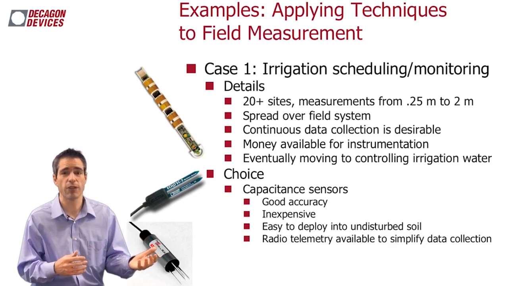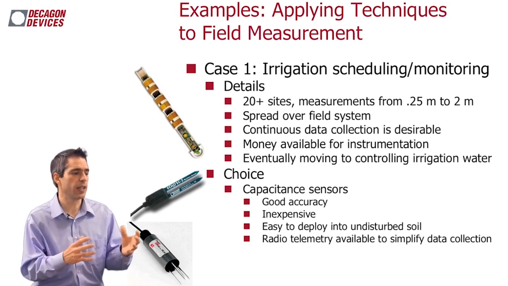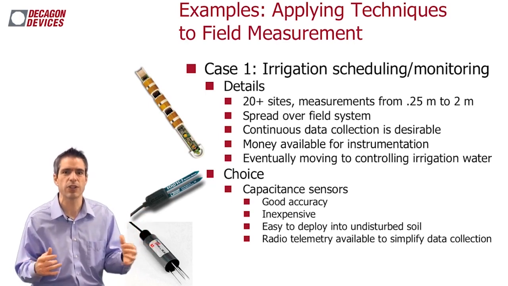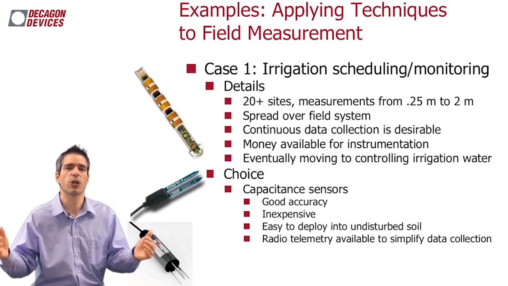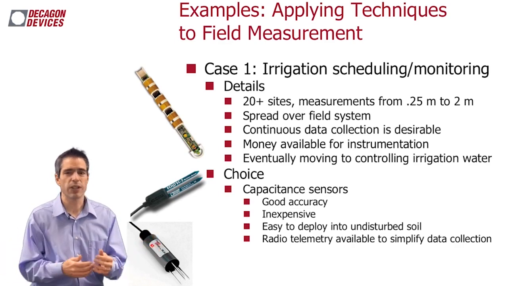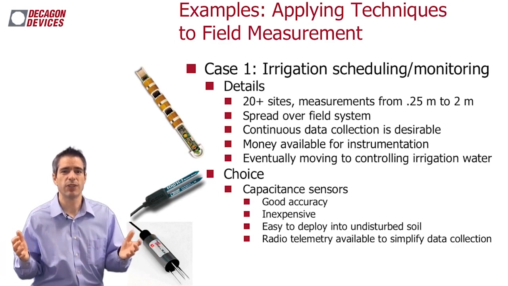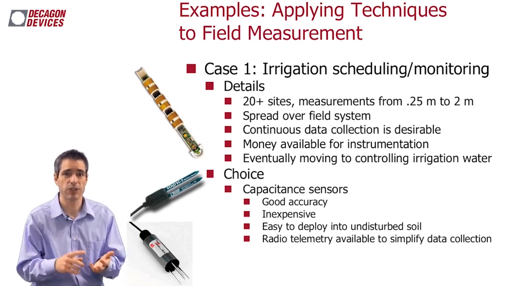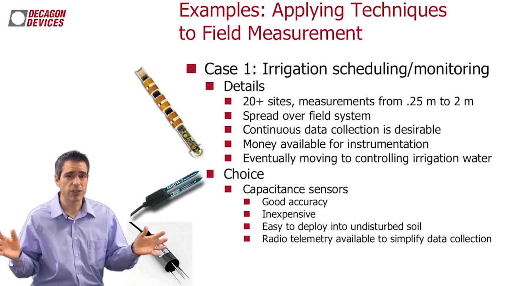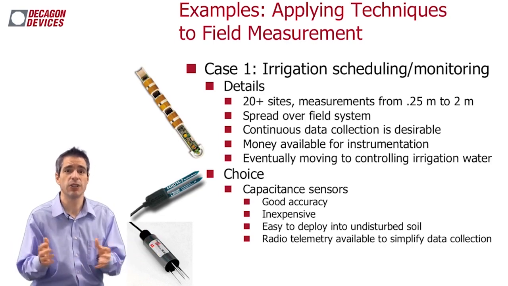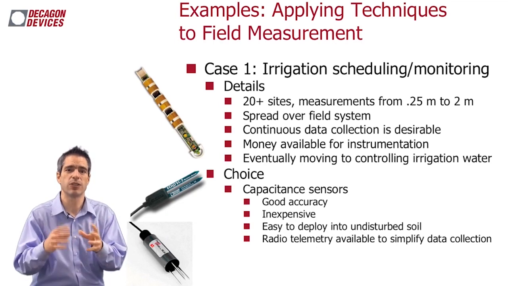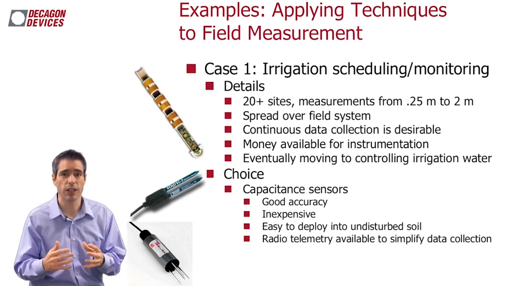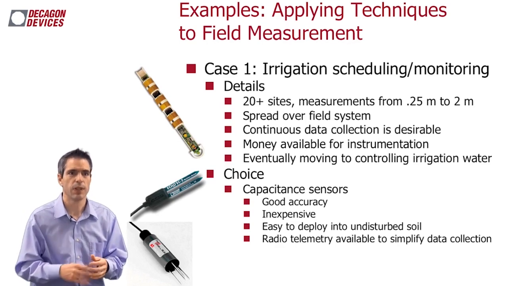They had money in a grant available to do the monitoring, and their overall idea was to take this system as a pilot system and then roll it out to several areas where they could actually monitor and control irrigation. And the best idea from them was the FDR capacitance sensors. These have good accuracy, they're inexpensive, very easy to deploy in the soil, and they can even use radio telemetry or cell phone technology to bounce all that information back to a central point or even directly onto the internet and onto their computer.